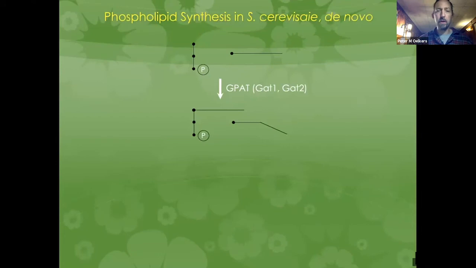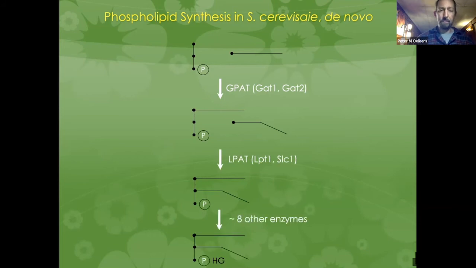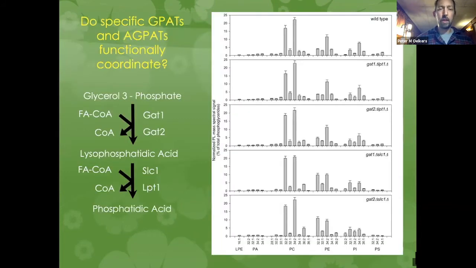If I'm running out of time, okay, so I need to go faster. These are made by a synthetic pathway. And there's two steps. One's called GPAT, one's called LPAT. One adds the first acyl chain, one adds the second. The other enzymes I'm not going to worry about.